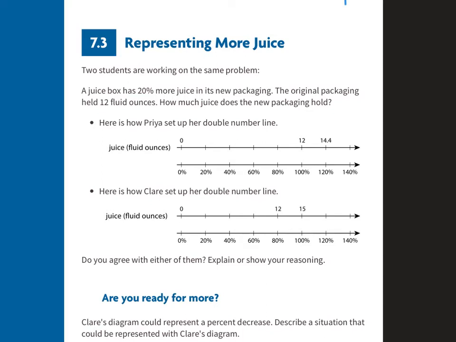So here's how Priya set up her double number line. She put 12 at 100 and 14.4 at 120. And Claire put 12 at 80 and 15 at 100. Do you agree with either of them?